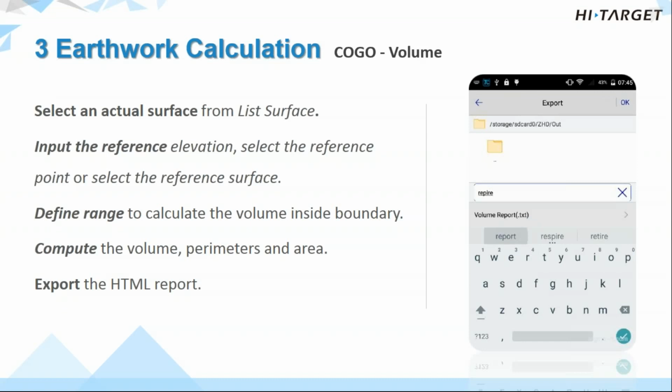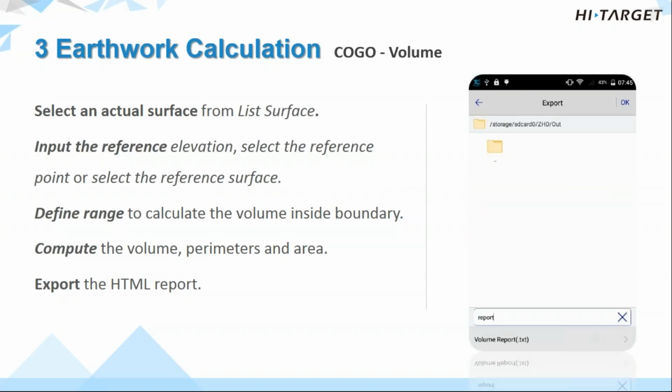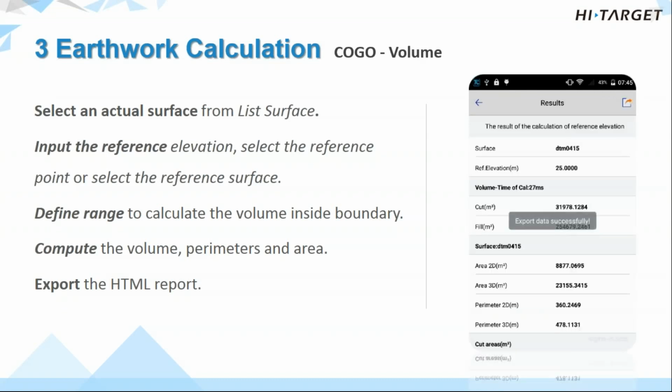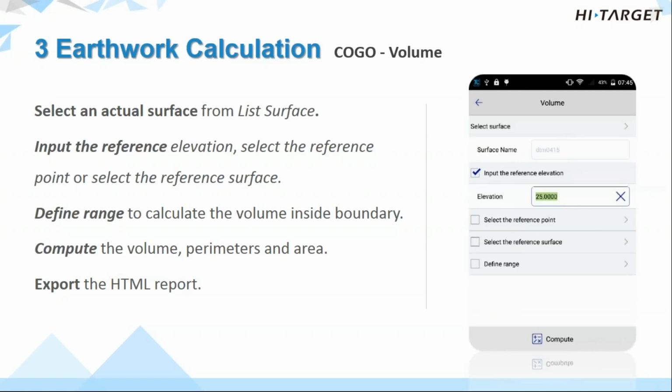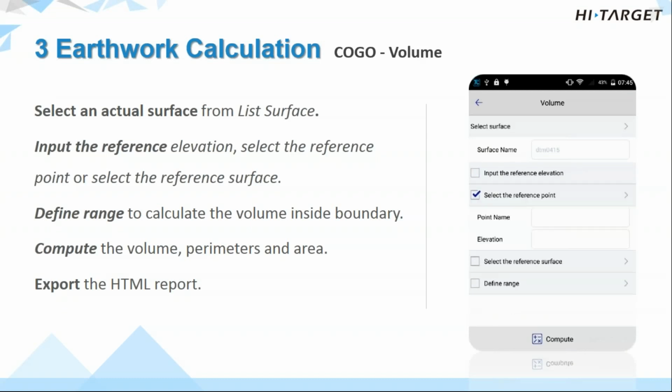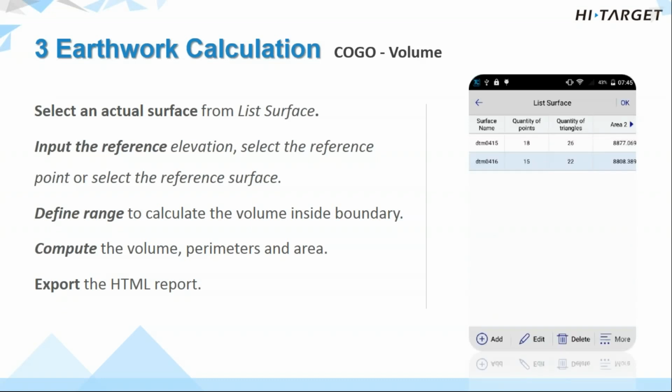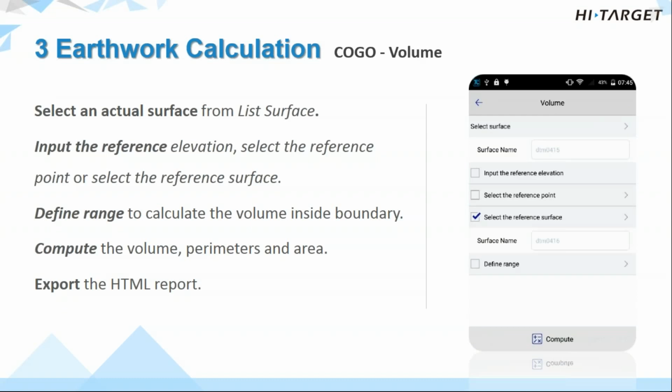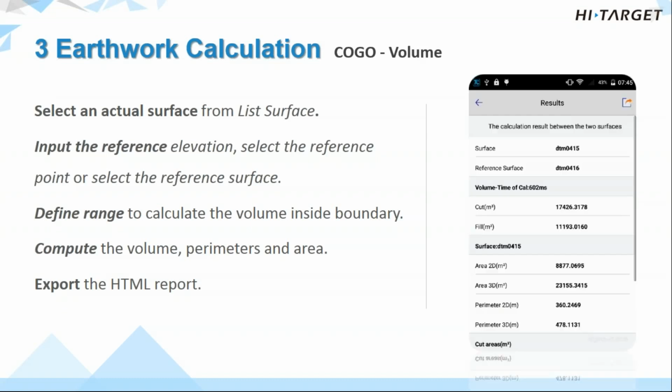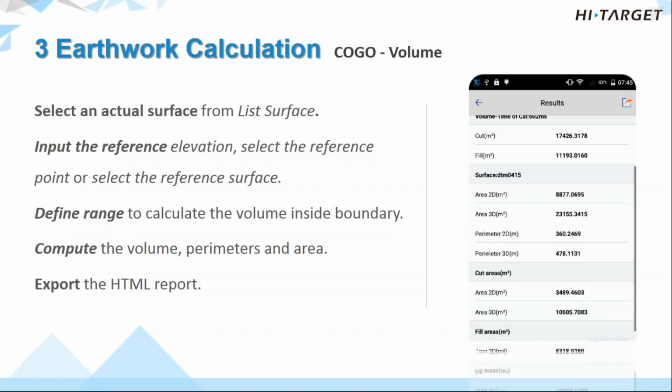But in the calculation, you must choose one reference. The reference can be a surface. The surface means another DTM surface, or it can also be a point. Just use the point information to do the DTM calculation. It's about the reference.